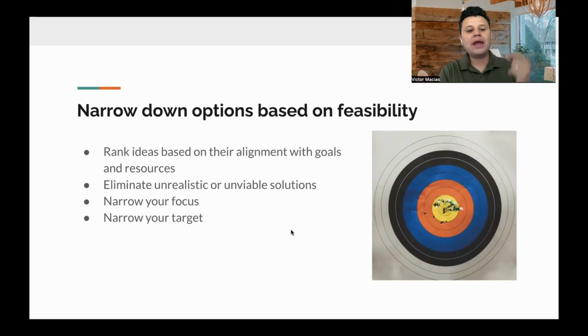Then we narrow down our options, right? So like I said, we rank ideas. Now here's what's great, we're going to rank them based on how they align with our why and our resources. I'll give you an example. As I was thinking through Niarani, which is the e-commerce brand that I've launched, where we work with artisans in Mexico to sell product online and basically expand their reach.